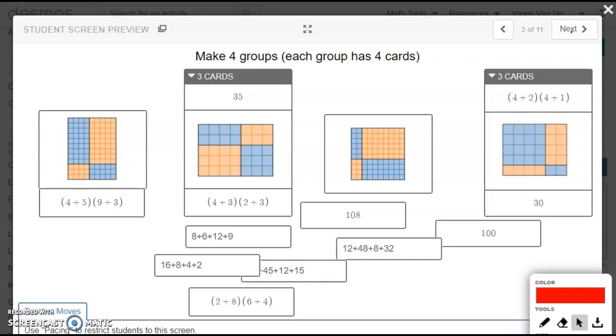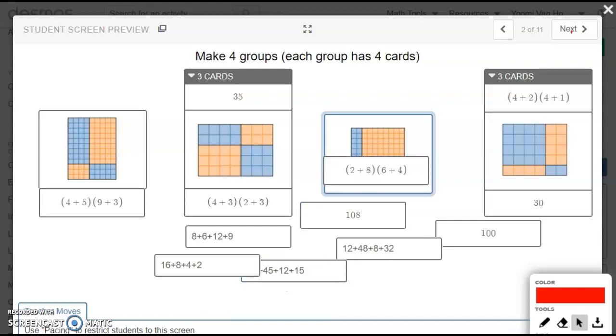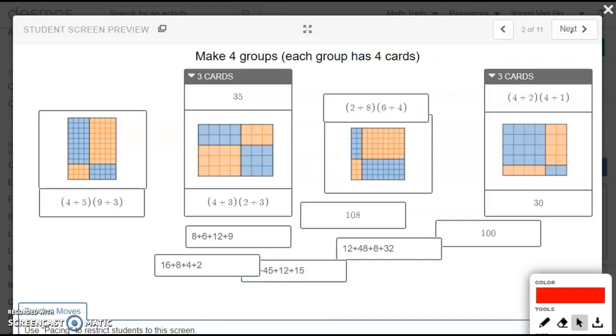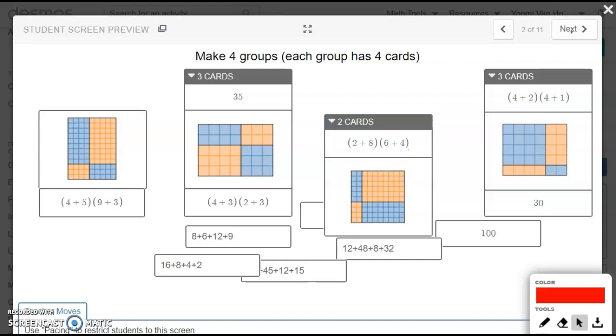What is the length here? 2 plus 1, 2, 3, 4, 5, 6, 7, 8. So 2 plus 8. And the width is 1, 2, 3, 4, 5, 6, and 10. 6 plus 4. 2 plus 8 and 6 plus 4. So that's this one. So that's the width and length that's being multiplied.